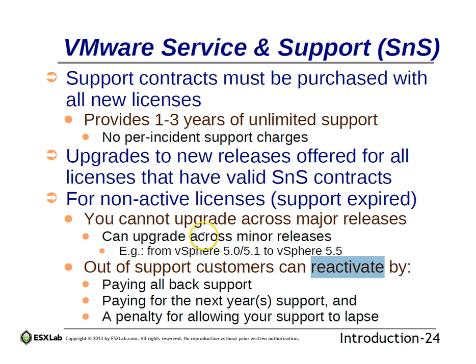The last time I checked, VMware's policy for getting back into support required that you do 3 things. You first of all pay for all of the years when you didn't have support. So if you've been out of support for 2 years, you have to back pay for support for the last 2 years, even though those 2 years are gone. You have to buy at least 1 additional year of support. So that's a year going forward.